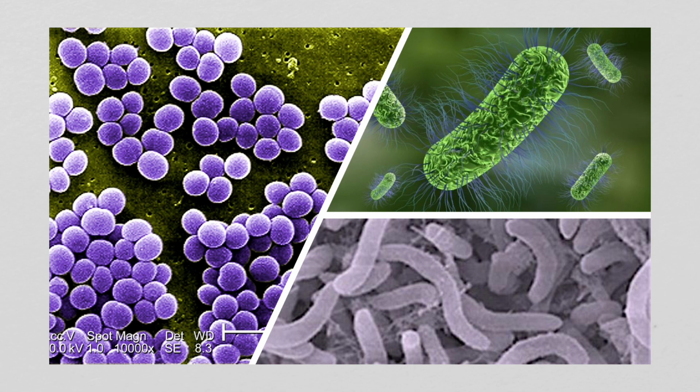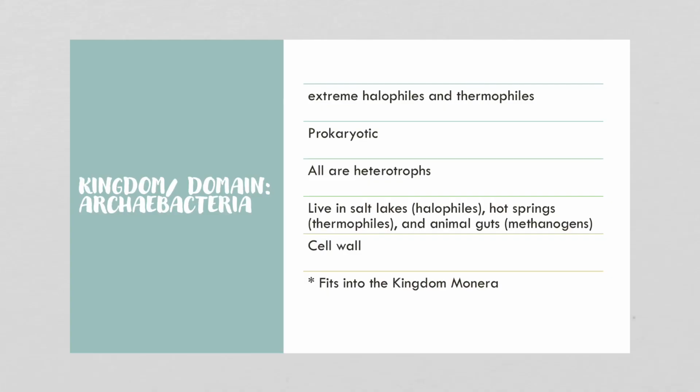So here's some examples of different eubacteria. And they're classified, again, based on their different shapes. So they can be spiral right here. This is a spiral one. They can be rod-shaped, and then they can be spherical in shape.